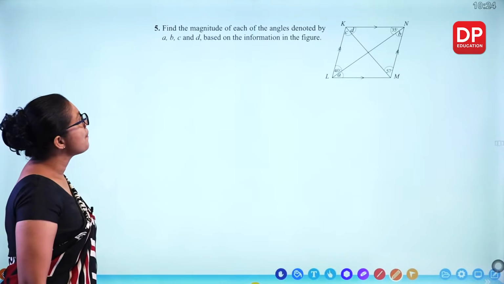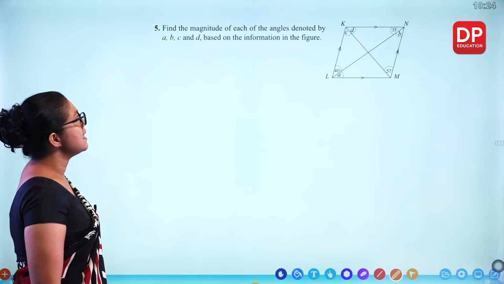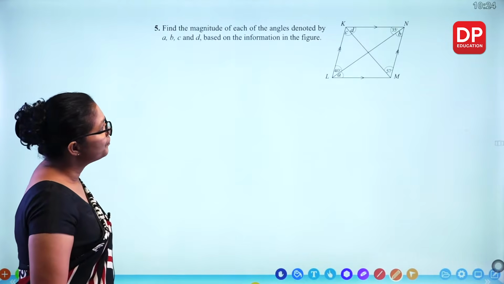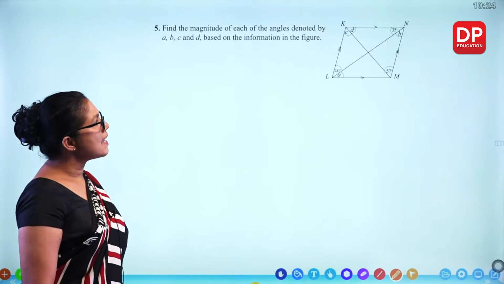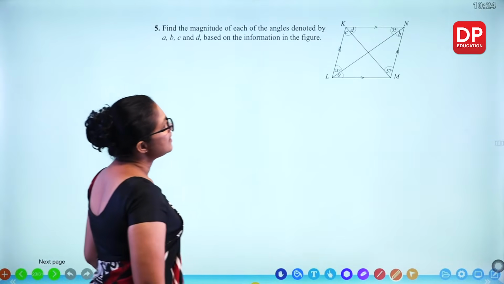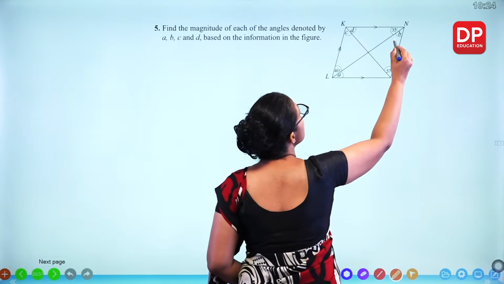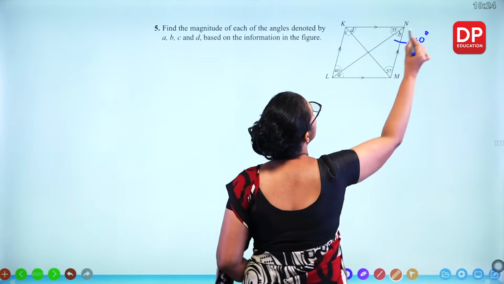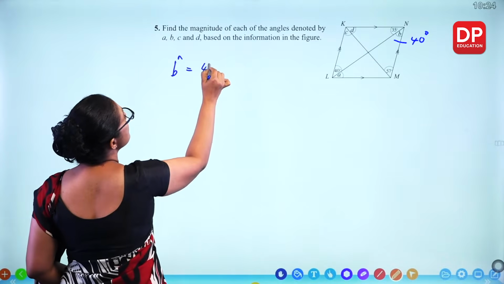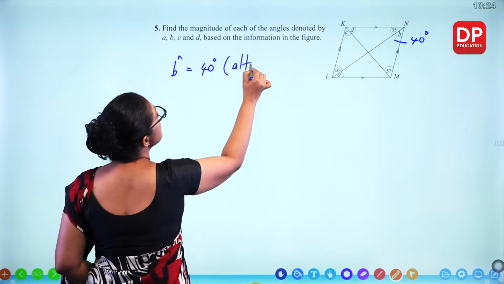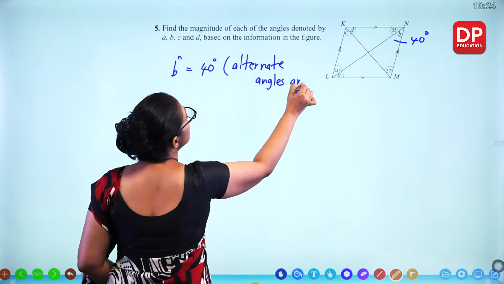Question number 5. Find the magnitude of each of the angles denoted by ABCD based on the information in the figure. We can see MLKN is a parallelogram. Opposite sides are parallel. And this is 40 given. Alternate angles are equal, this should be 40. I can write B angle is 40 degrees because alternate angles are equal.